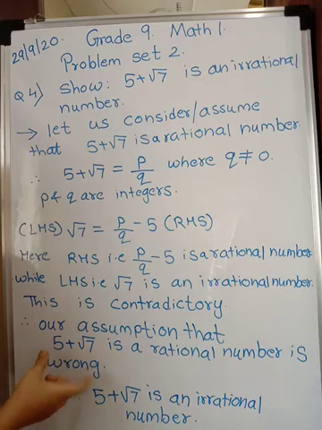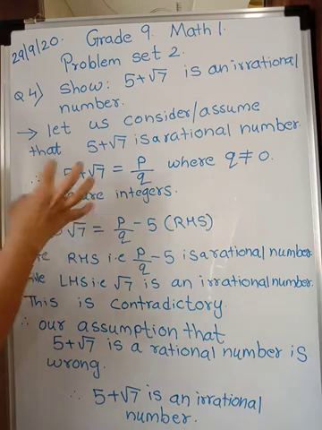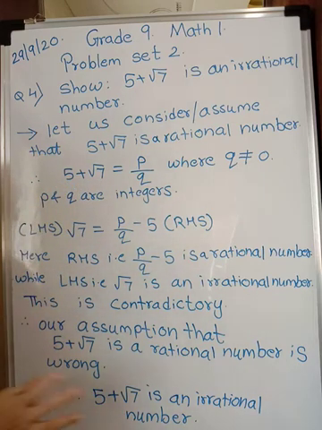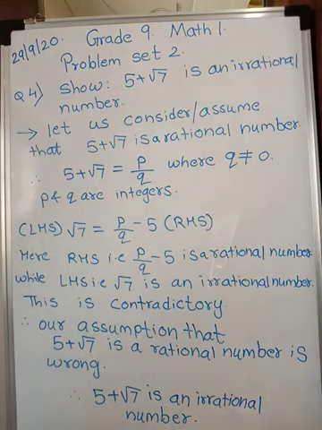So if this is wrong, what can we say? If this is wrong, then 5 plus root 7 has to be an irrational number. So this is an indirect proof where we assume something and prove that whatever we have assumed is wrong. Is it clear? Let's quickly go. You can pause the video and take down all the steps. Let's go to the next problem now.